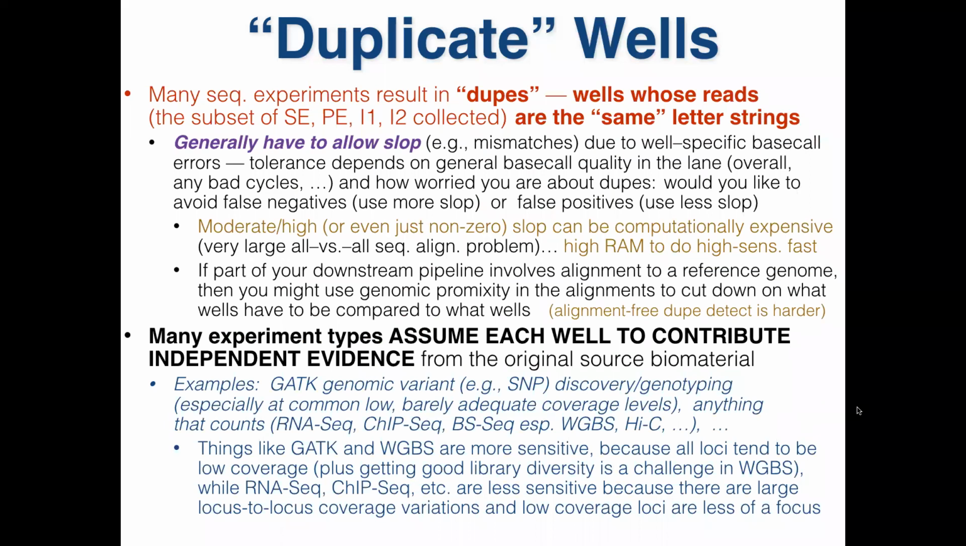Okay, so the next topic is duplicates. Many sequencing experiments result in duplicates. And by duplicates, we generally mean that there are two wells on the flow cell that sequence all of the same reads. Single end, the main single end read, of course, which you always have. If you did paired end, then we also include the paired end in that list, and then also the two indices as well. So if you did a full paired end with indices, we're talking four reads for one well agreeing with the four reads for another well.